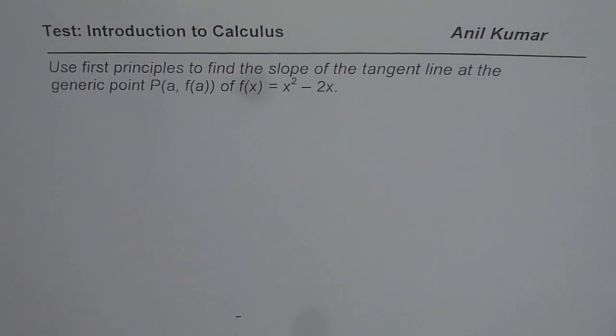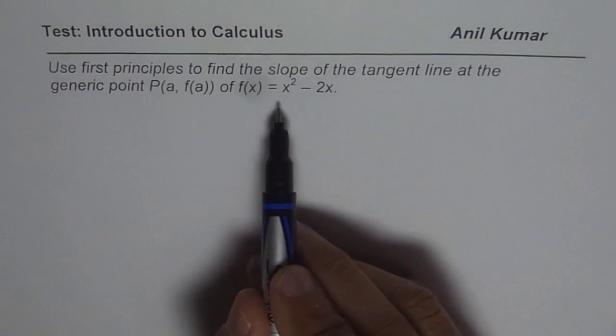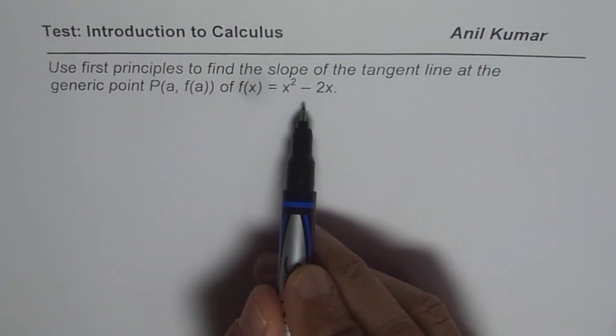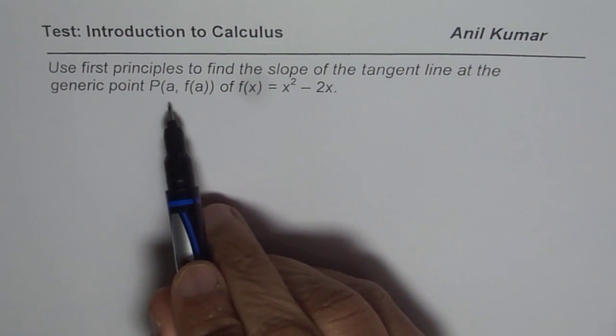Kumar, and here is a very important question from the very first test on Introduction of Calculus. Question is, use first principles to find the slope of the tangent line at the generic point P of f of x equals x square minus 2x. So we are given a parabola f of x equals x square minus 2x, and you need to find an equation, or rather expression, for the slope of the tangent line at any general point.